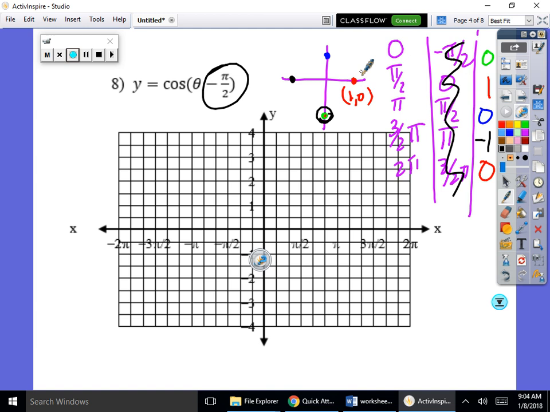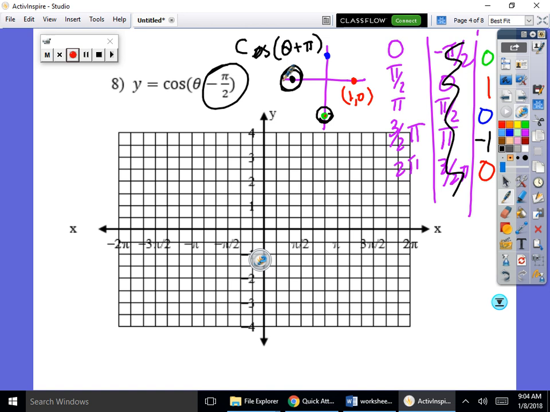So if it was cosine theta plus pi, I would go forward and start here, right? And what's cosine here? -1. And then they go and do cosine at each of the axes. That's another way to do it. And you just have to go how many locations? I need 5 locations, okay?